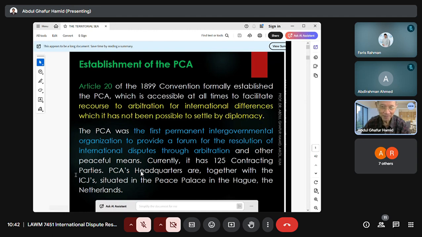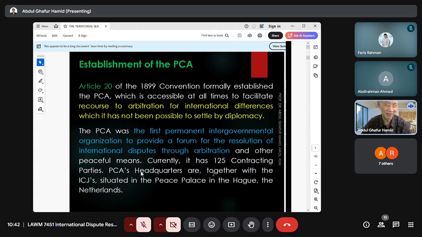How many states are parties? 125. It's quite impressive, right? The convention is adopted, signed and ratified by 125 states parties. And where is the headquarters of the PCA? Together with the ICJ, the two courts are located in the same place, the Peace Palace in The Hague, the Netherlands.